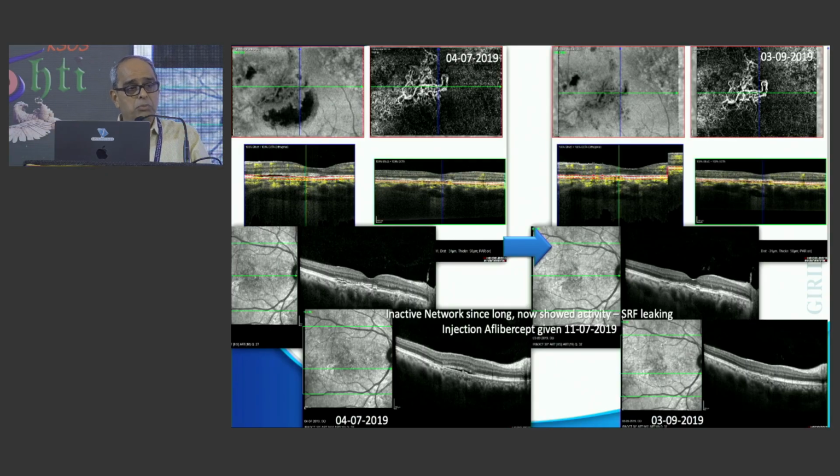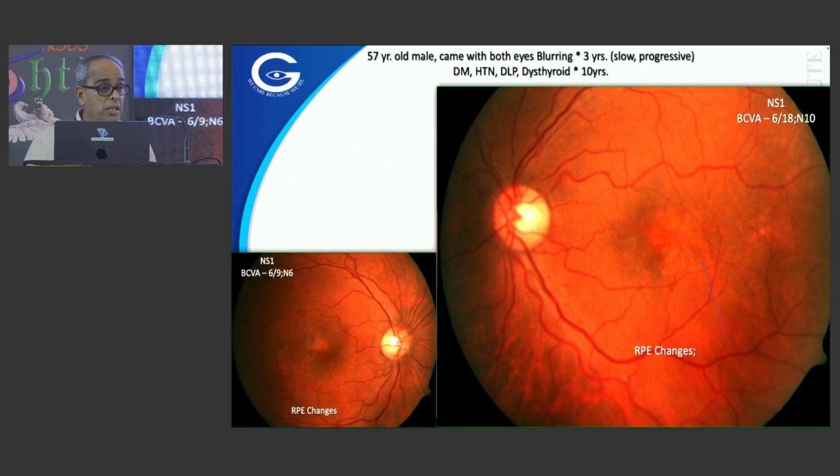Aflibercept is the most acceptable or probably the best medicine to start with in such a clinical situation. So the purpose of showing this particular case is whenever you see a patient with CSCR, especially in the elderly, please look into the OCT very carefully, especially the fellow eye, and you may be having a silent macular neovascularization, and these are patients who need very regular follow-up.